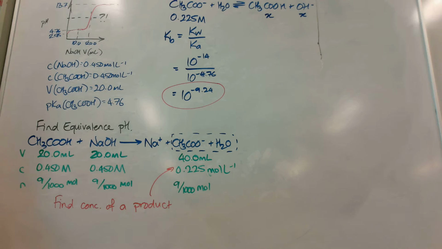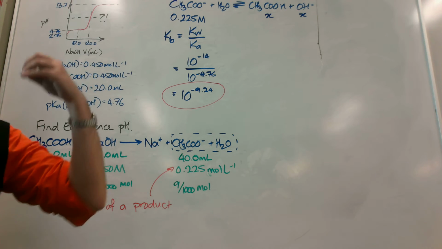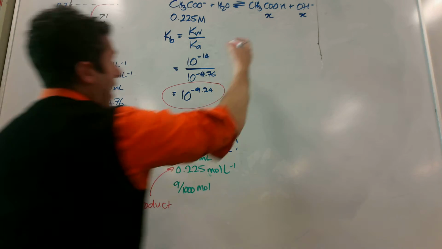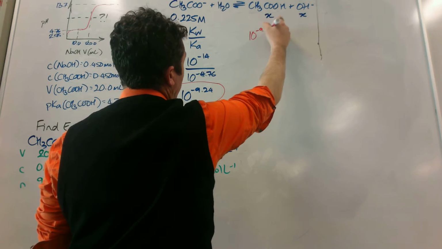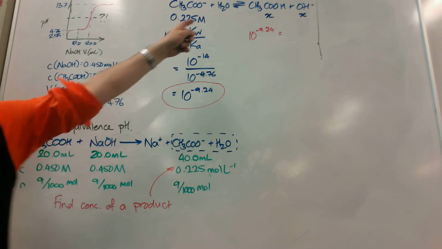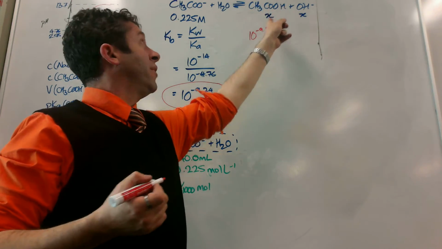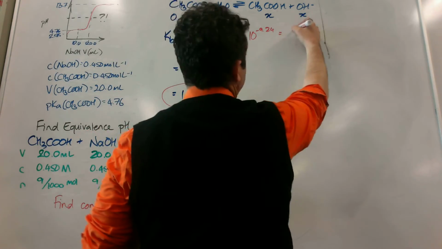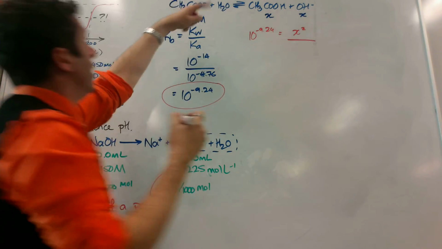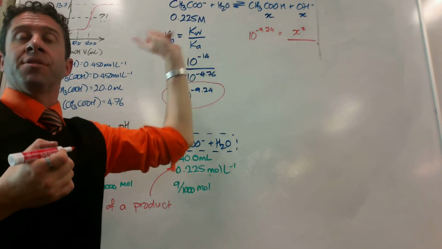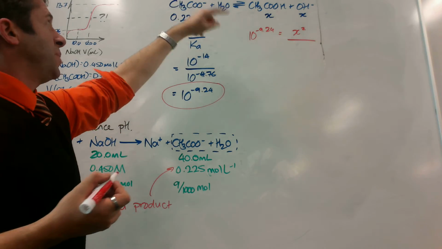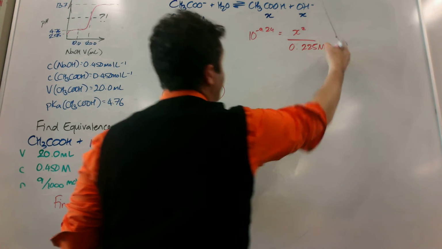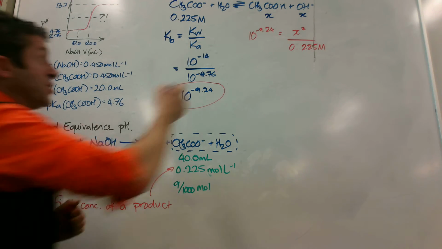I can use that. So I'm going to rewrite Kb as an expression, but I'm going to plug some numbers in as I go, so if it's too fast, slow me down. Kb, 10 to the negative 9.24, equals these two times each other, the concentration of, and that x. So I'm going to call it x squared, the same thing times itself. Divided by these. Well, I disregard water because there's water present on both sides in reality, because these would be aqueous. So over 0.225 moles per litre.